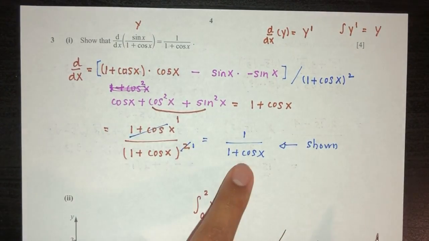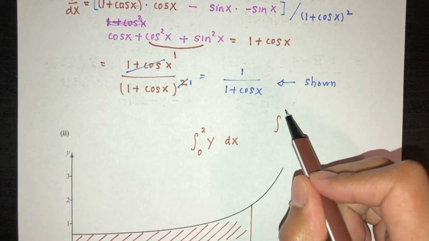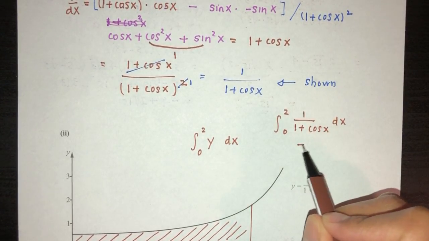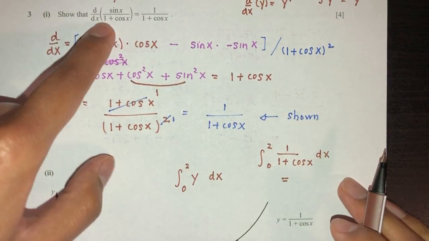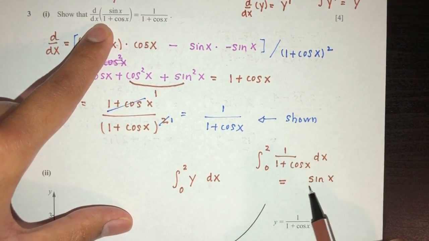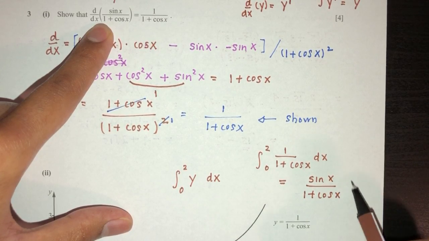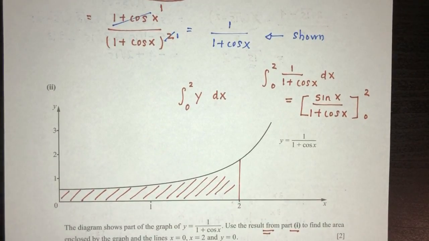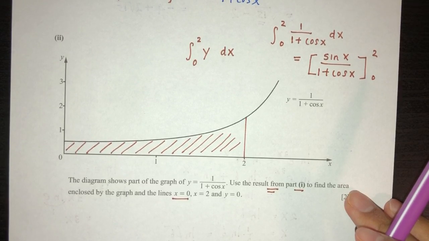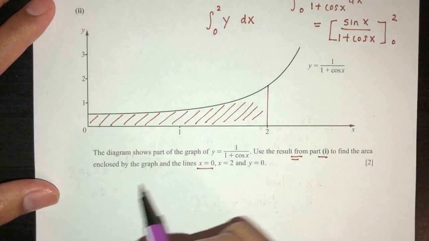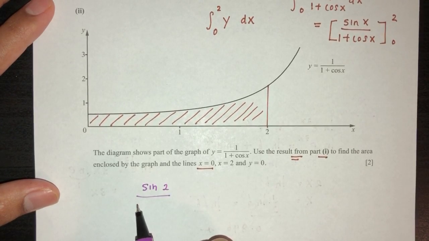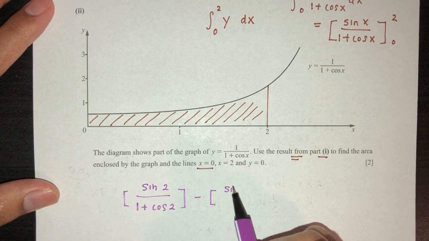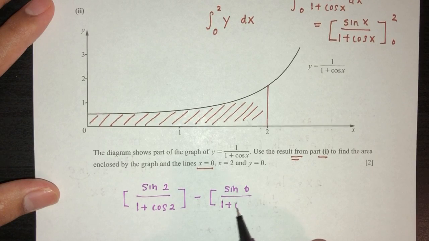So same way, by using that result, it means that if you were to integrate 1 over 1 plus cos x by dx, it is supposed to give you back your value of y, which is this one, right? So that will be sine x over 1 plus cos x, and your limits will be 2, 0. So we just have to solve this to find the area of this region. So let's do that. So first is 2. We have sine 2 over 1 plus cos 2, and then minus sine of 0 over 1 plus cos of 0.